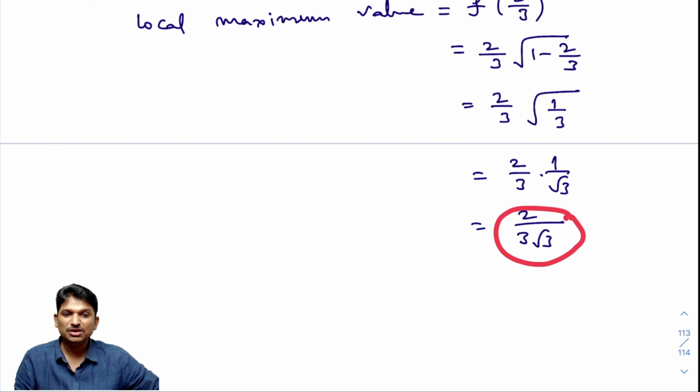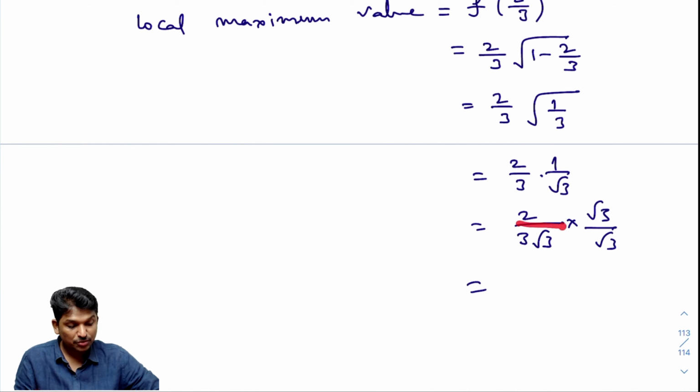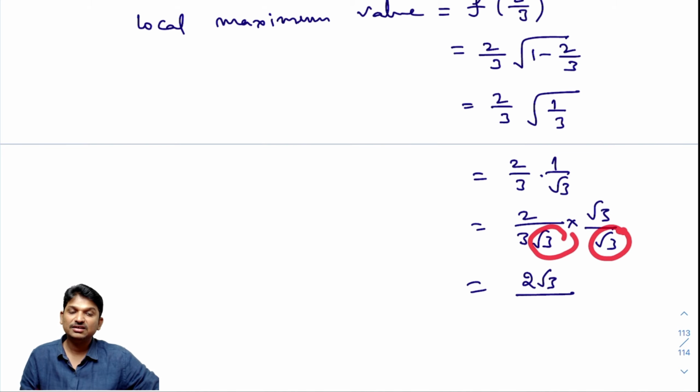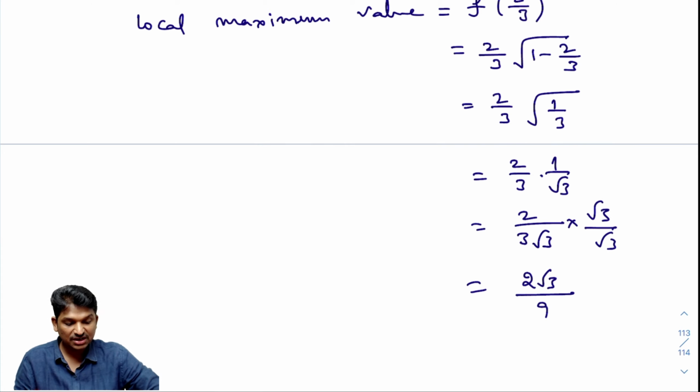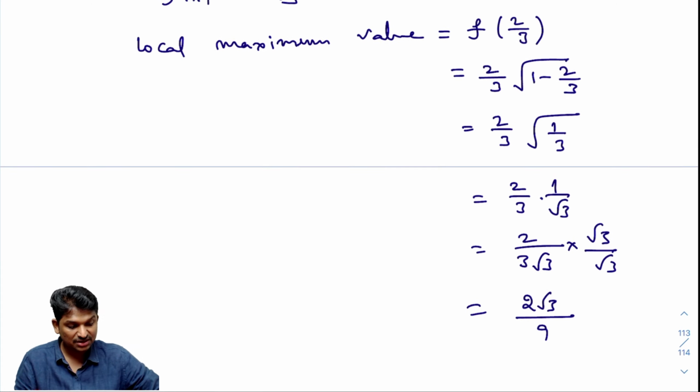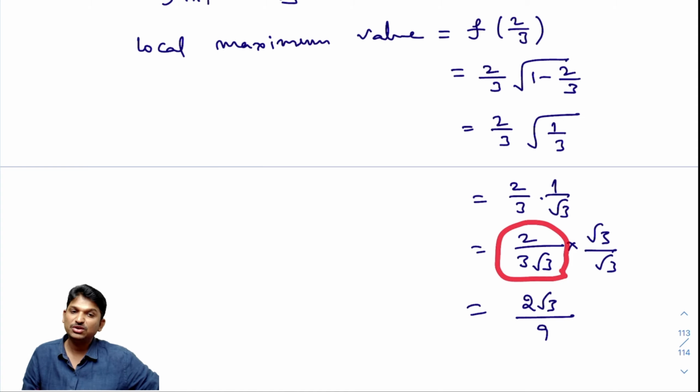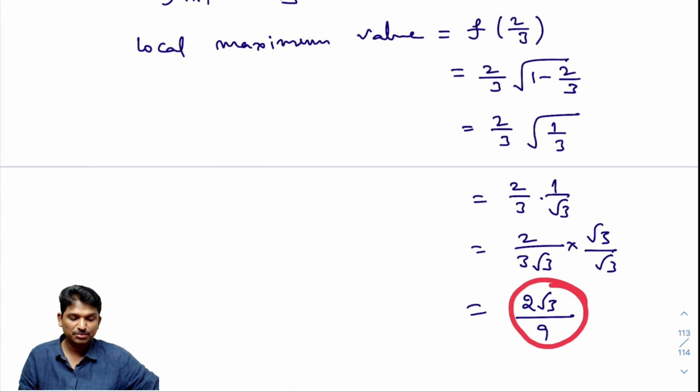If you want, you can simplify this a little bit. Numerator is 2 into root 3 divided by, denominator is root 3 into root 3 is 3, 3 3s are 9. So 2 root 3 divided by 9. However, you can stop here also. 2 divided by 3 root 3 you can write, which is same as 2 root 3 divided by 9.